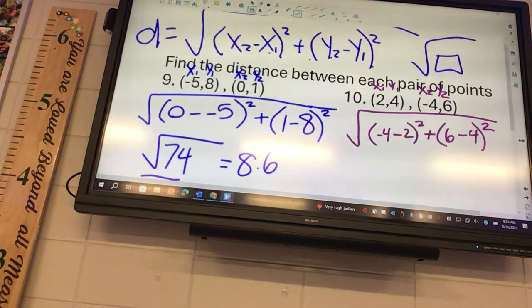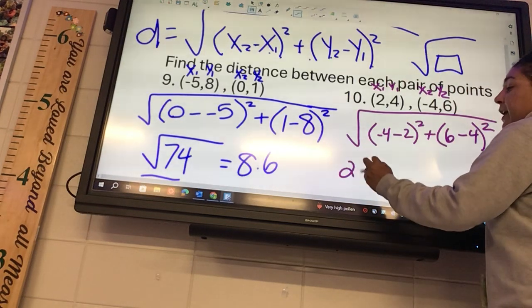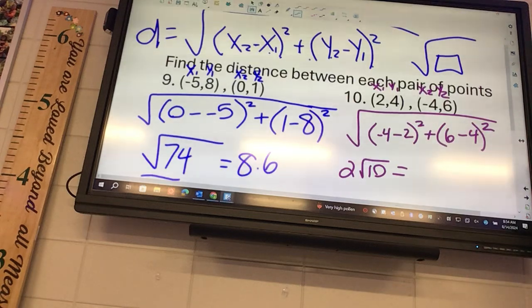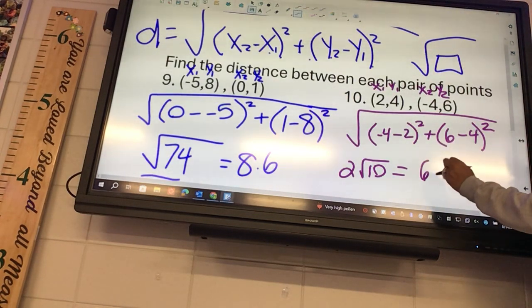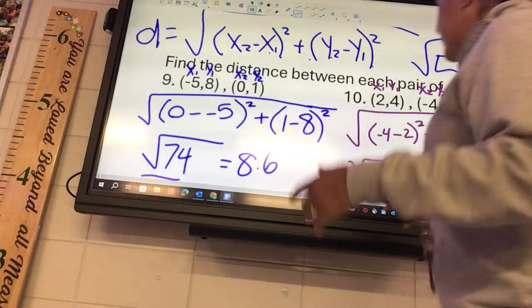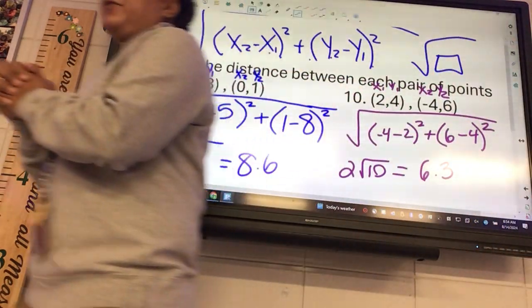Okay, what'd you guys get? 2 square root of 10. Did anybody not? If not, please let me know so we can help you. 2 square root of 10, and what is that in a decimal? 6.3. What do you have to round to? Nothing, just write down what the calculator says. So approximately Hanson's is 6.3 miles or 6.3 kilometers.